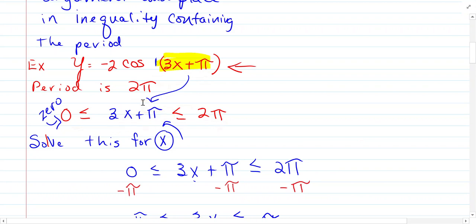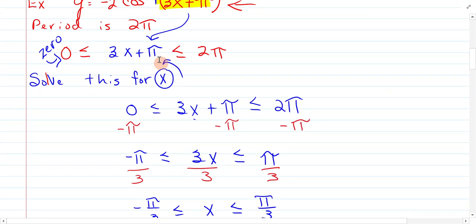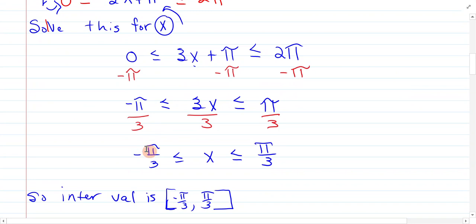When we do that, we've got to get x by itself in the inside of that. So the first thing we'll do is subtract pi from here and here. So if I subtract pi everywhere, I'm left with 3x, I'm left with minus pi, and I'm left with pi because it was 2 pi minus pi. Then I've got to divide every piece by 3. So I have negative pi over 3, x, and pi over 3. So your basic interval in that chart that we're going to create goes from negative pi over 3 to pi over 3.